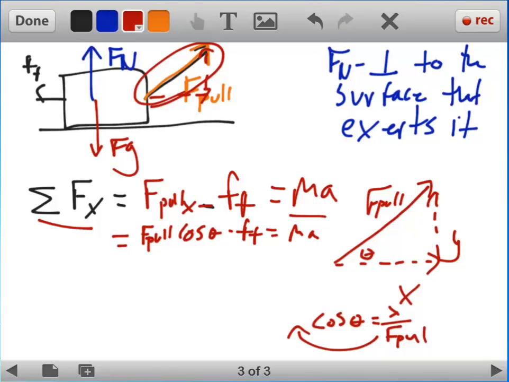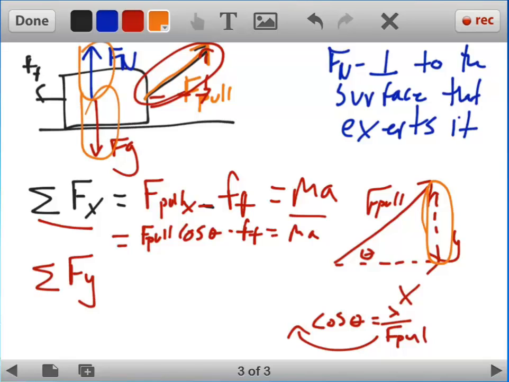Okay, and in the y direction, the net force in y, if we take a look, we also have this force and this force and this force. So there's three forces in y. It's easy to forget that force from the pulling force, but it is there. So I'm going to have the normal force plus F pull in y minus mg, the force due to gravity, equals ma.